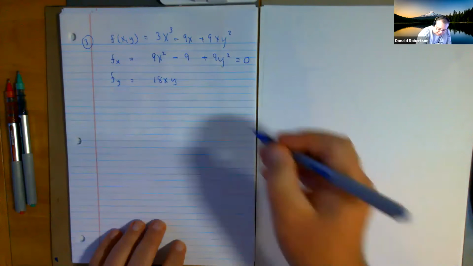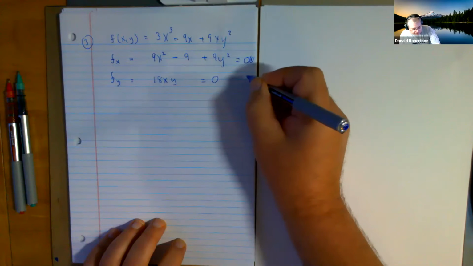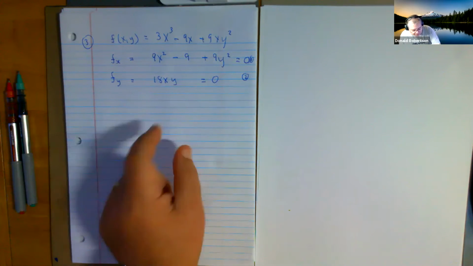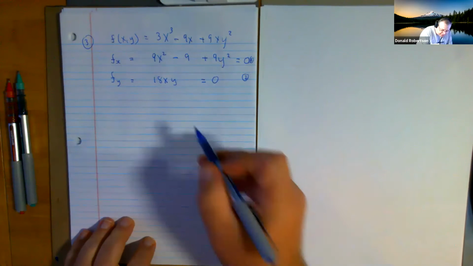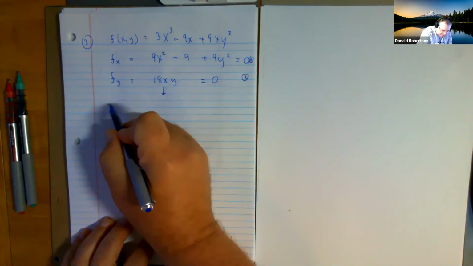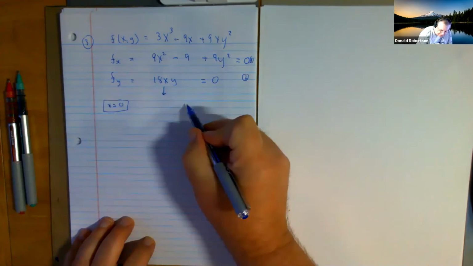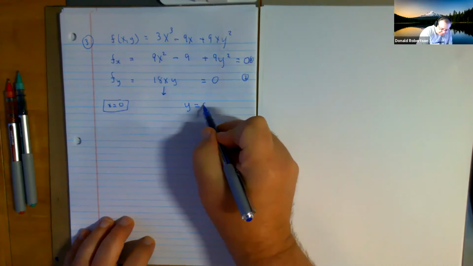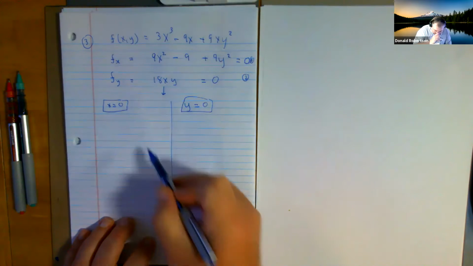So I'll call this equation 1, call this equation 2. I'm trying to find values of x and y that make both of these 0 at the same time. So I'm going to focus on this one here. One solution I will get is x equals 0, that would make this 0. And the other one would be a different situation when y equals 0. So let's focus on the x equals 0 situation.